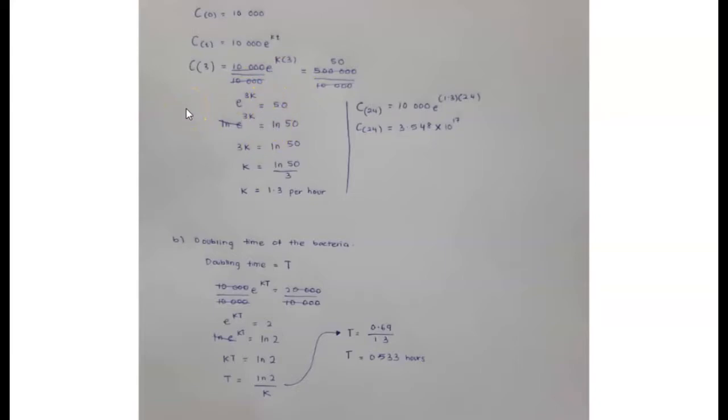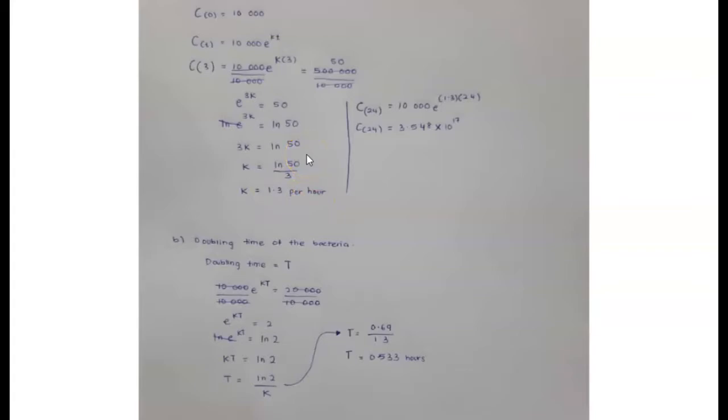If we want to remove the e, we have to put ln in front of e and also 50. So we can cancel off the e, and then we got 3k equals ln 50. If you want to get k only, we bring 3 to the right side. We got ln 50 divided by 3, and we got the proportional constant, which is 1.3 per hour.